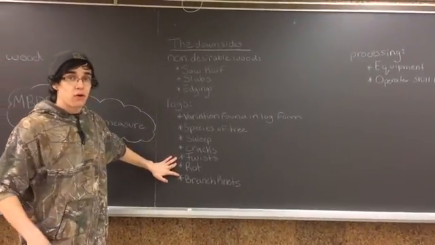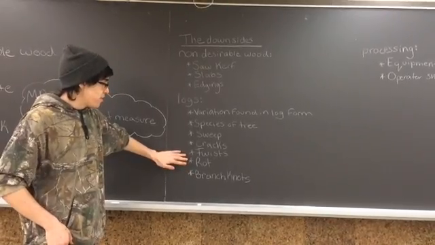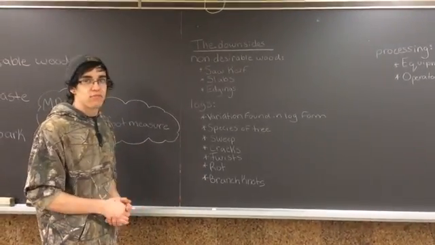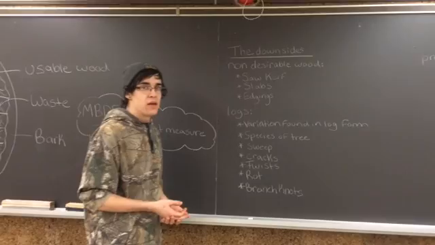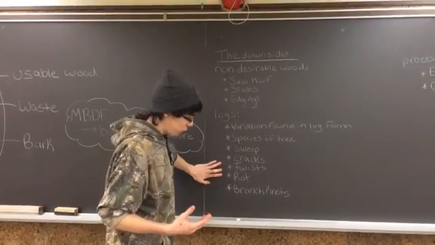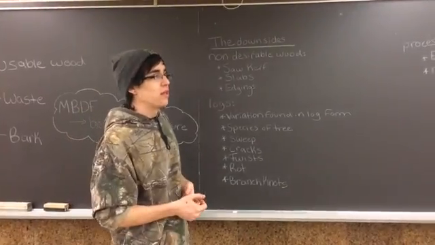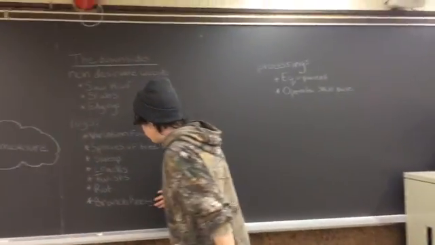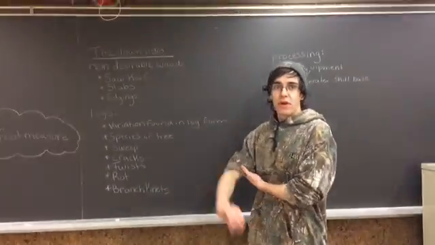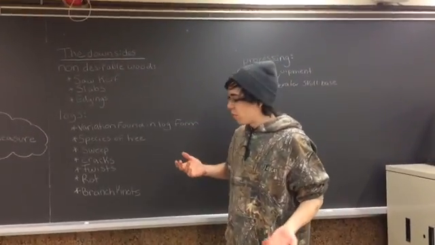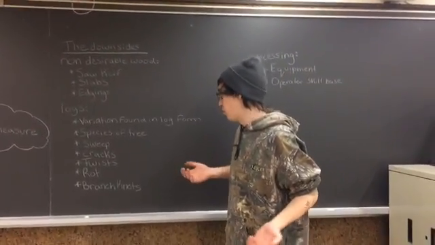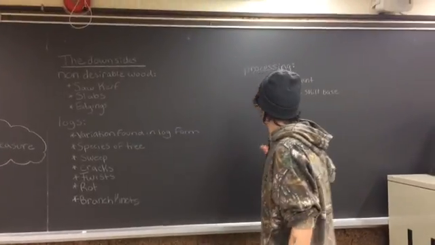Rot, like black cubicle rot, is mainly at the heart, in the center, and that's unsalvageable wood, and it'll be harder to salvage from rot. And then branch knots are basically the knots that you'll see on the wood. It's pretty much customer appreciation for the knots sometimes.